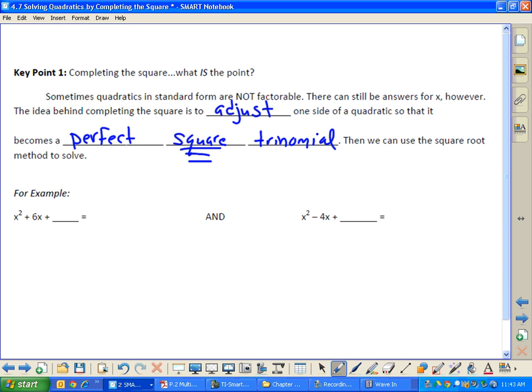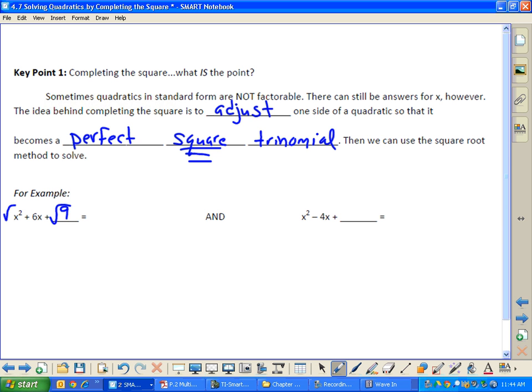So for instance, let's run a couple of completing the square type things. This first example here, I have x squared plus 6x plus blank. I want to complete the square on this. In other words, I want to turn this into a perfect square trinomial, or a PST. So I ask myself, what number could go in that blank so that I could use the square root method on this thing? Do you know, Kevin?